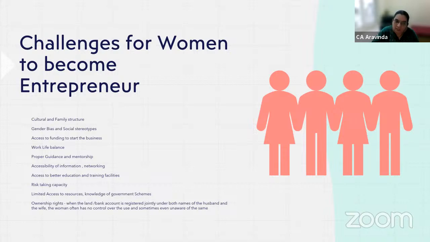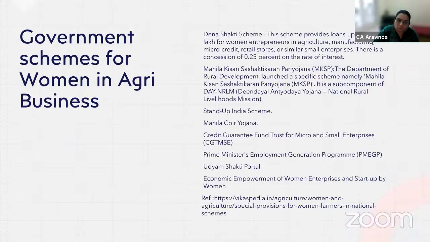Unless we overcome these challenges, the possibility of getting more women into entrepreneurship is limited. So these are some of the government schemes which can help women come into agri-business.